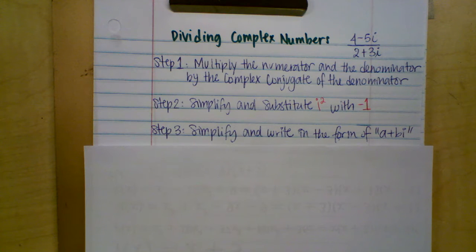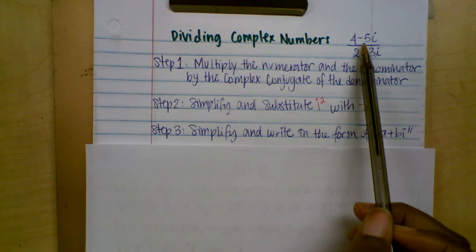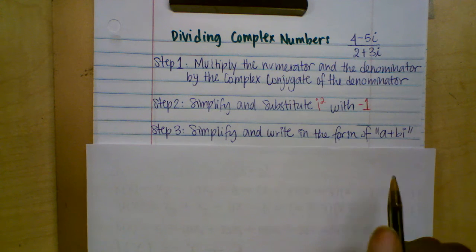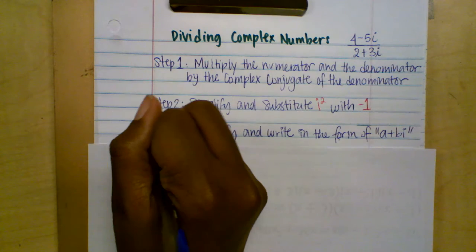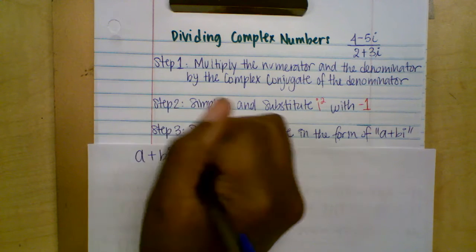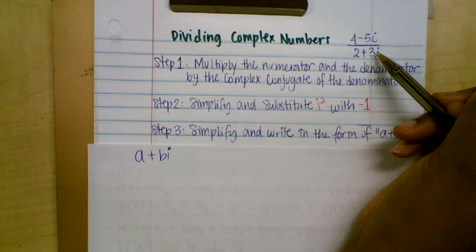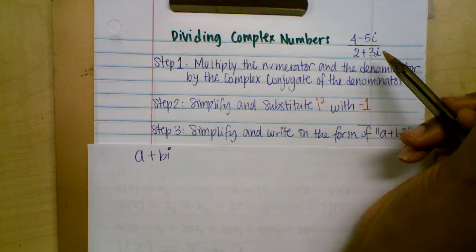Welcome back. In this video, I'm going to show you how to divide complex numbers. Right now, when you're dividing two complex numbers, the result is not a complex number anymore. Why? Because it's not written in the form a plus bi anymore. You can see here you have i in the denominator, and you cannot have i in the denominator. So you have to fix it.